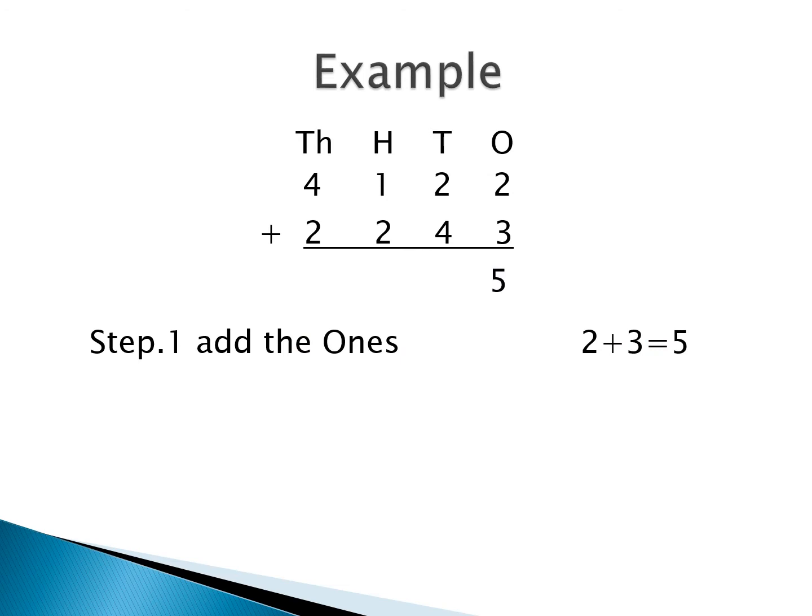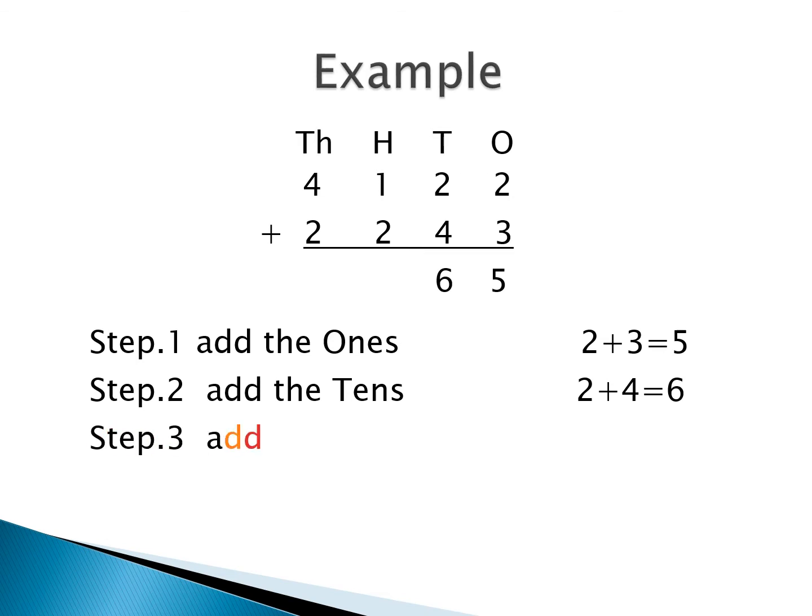Add the tens. 2 plus 4. 4 in my mind, 2 on my fingers. Let's count after 4, 5 and 6. So 2 plus 4 is 6. Now come to hundreds column. 1 plus 2. 2 in my mind, 1 on my finger, and count after 2, 3. So 2 plus 1 plus 2 is 3.